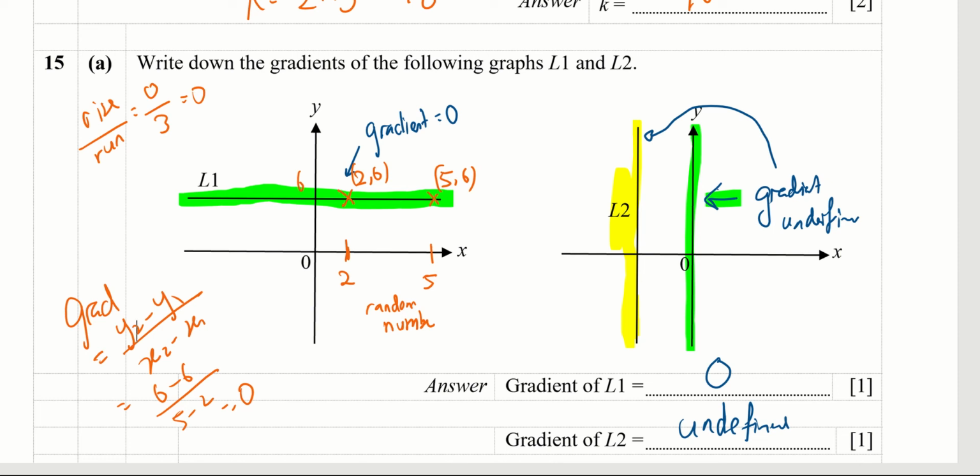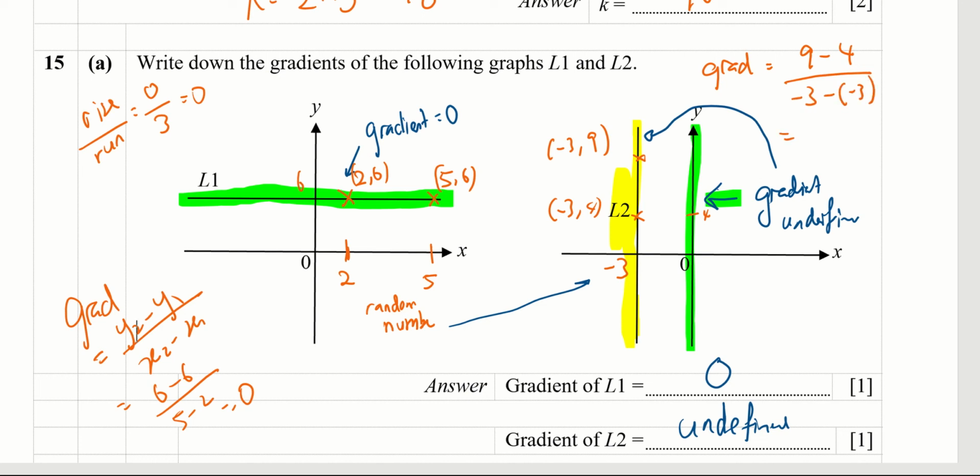All right, now let's take a look. Say for example, since this is on the left side, I use a random number. I say this is -3. All right, so I'm able to mark 2 points, like this is 4. I mark another point, this is 9. So I say the gradient is y2 minus y1 over x2 minus x1. Press this in the calculator, you'll get undefined. The calculator will show you error. Alright, so this is how you can calculate as well.